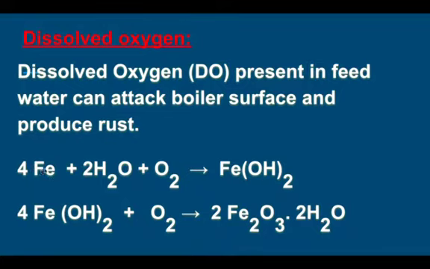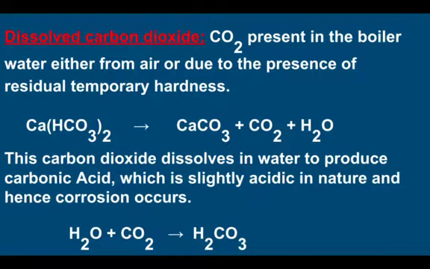Now let us see how dissolved carbon dioxide can lead to corrosion in boilers. Carbon dioxide will be present in the boiler water either from air or due to the presence of residual temporary hardness. Temporary hardness is caused due to the presence of carbonates or bicarbonates of calcium and magnesium. That means the water will have calcium carbonate, magnesium carbonate, calcium bicarbonate and magnesium bicarbonate present in it.